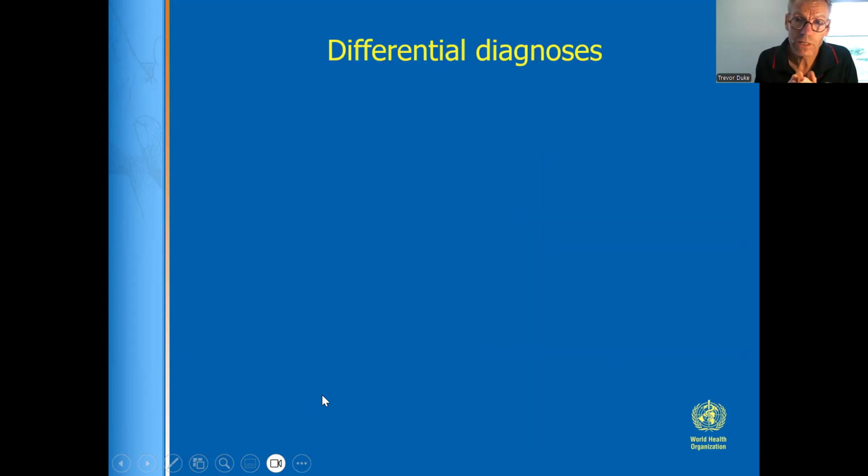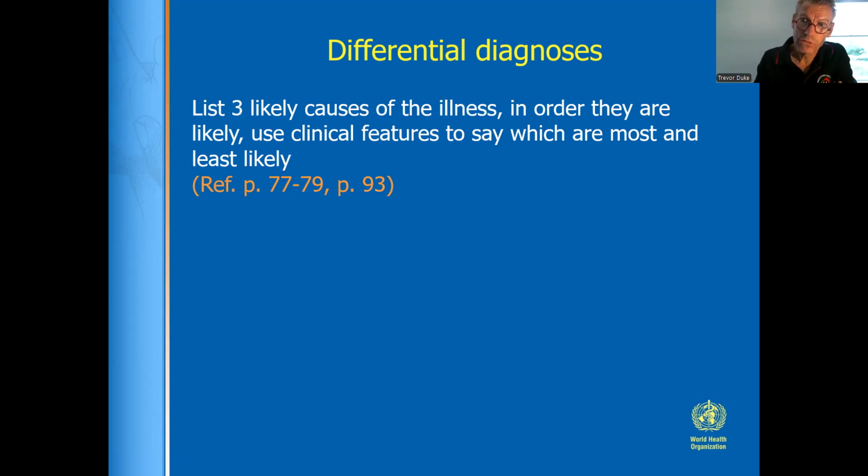So once you've taken a history and done a full examination, then you need to have a bit more of an understanding of the possible diagnoses that are likely in this child. And this child had such severe respiratory distress, and he's got some signs of heart failure, and he's got severe pallor. Then you're starting to build up the diagnostic possibilities. So I think at this point you should think of the 3 likely causes of this child's illness in the order that they are most likely, and use the clinical features to say which are the most and the least likely.